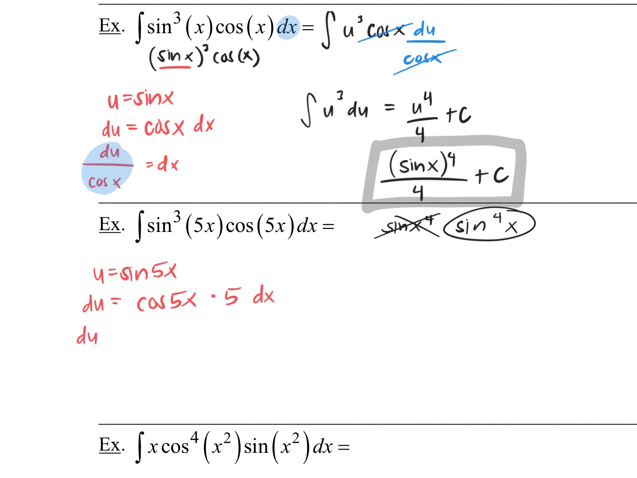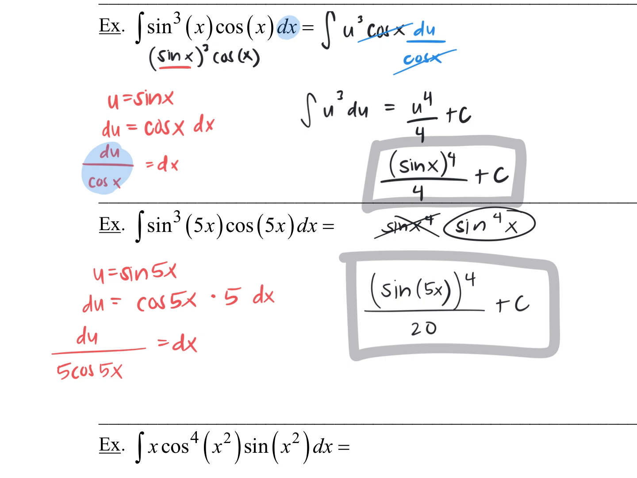So if I solve for dx there, now I can replace that stuff in my integral. I'm going to let you finish this one out, and then I will put the answer up here in a few minutes. All right, double checking. Do we all get sine of 5x in parentheses to the fourth power divided by 20 plus c? Yes, thank you.